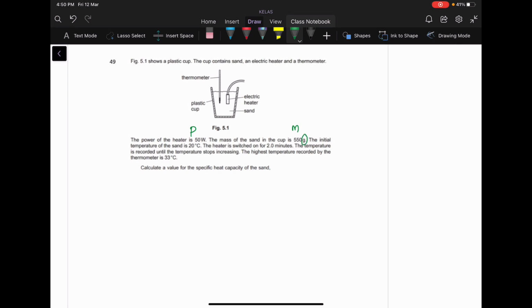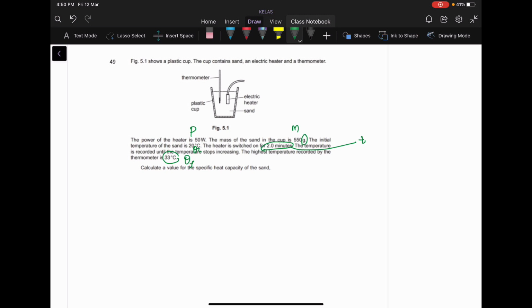The initial temperature of the sand is 20 degrees Celsius. The heater is switched on for 2 minutes, so that's the time. The temperature is recorded until it stops increasing. The highest temperature recorded by the thermometer is 33, which is the final temperature. Calculate the specific heat capacity. Okay, so this is just the same as the previous one.